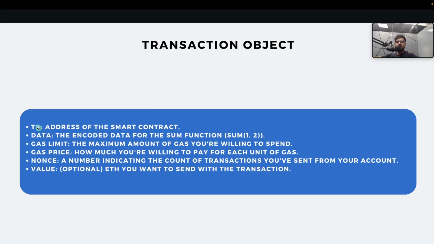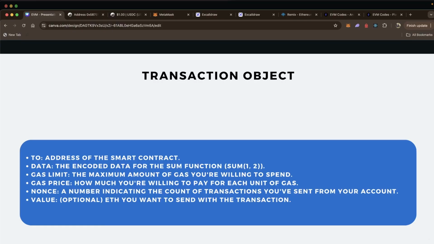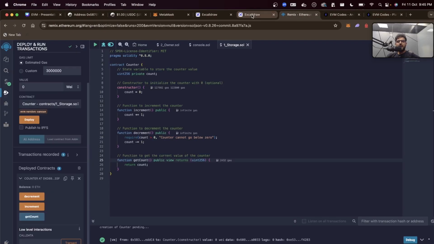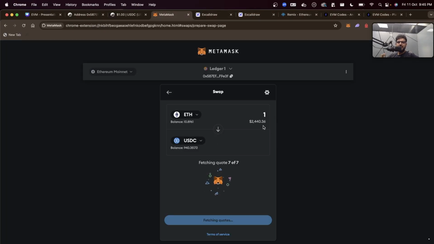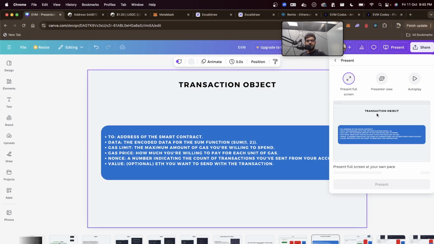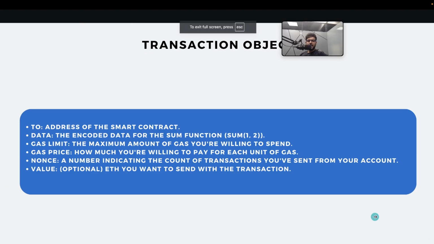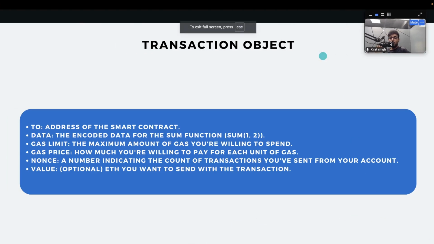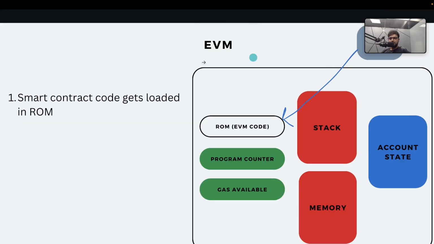If you're calling a smart contract, then again, maybe just these fields make sense. The value field doesn't make sense. If you're just trying to increase the count, you don't have to send any money to the smart contract. But if I'm trying to do a swap, then I have to send one Ethereum to the smart contract so that it can return me some money, right? So this value field will be if I want to send some Ethereum to the smart contract. All right. So that is what happens when you are calling a function or doing a transaction.